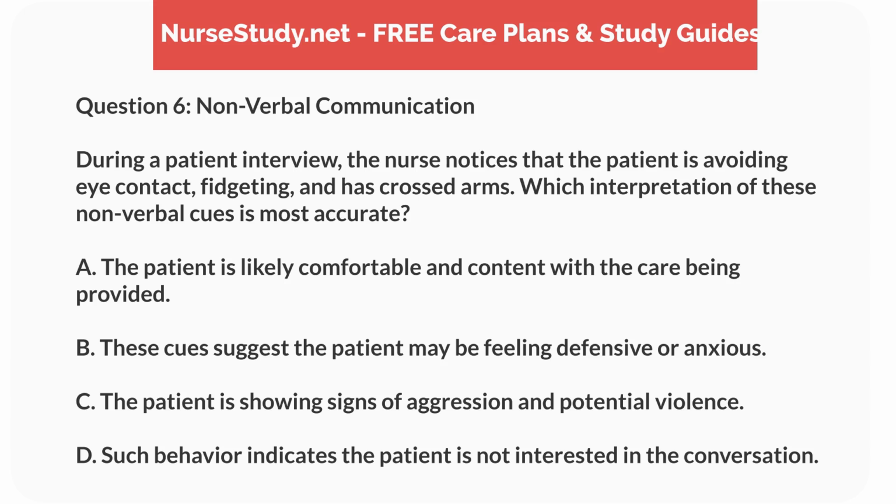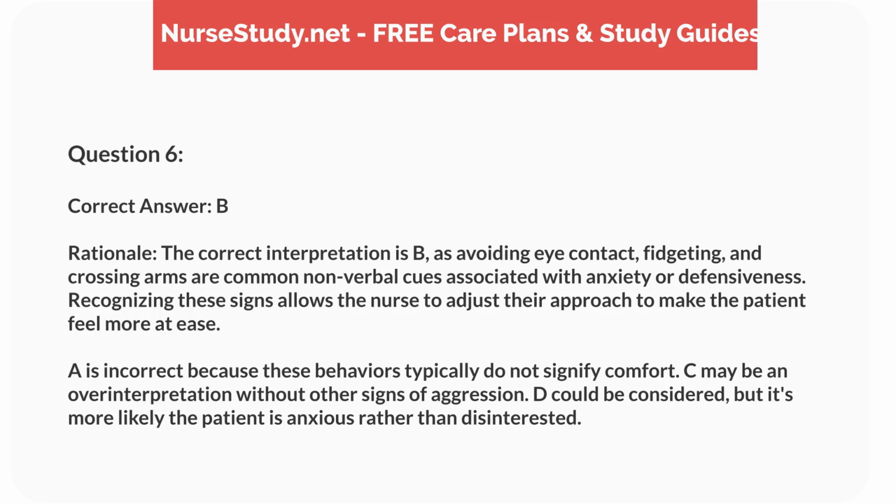C. The patient is showing signs of aggression and potential violence. D. Such behavior indicates the patient is not interested in the conversation. Correct answer, B. Rationale: the correct interpretation is B, as avoiding eye contact, fidgeting, and crossing arms are common nonverbal cues associated with anxiety or defensiveness.